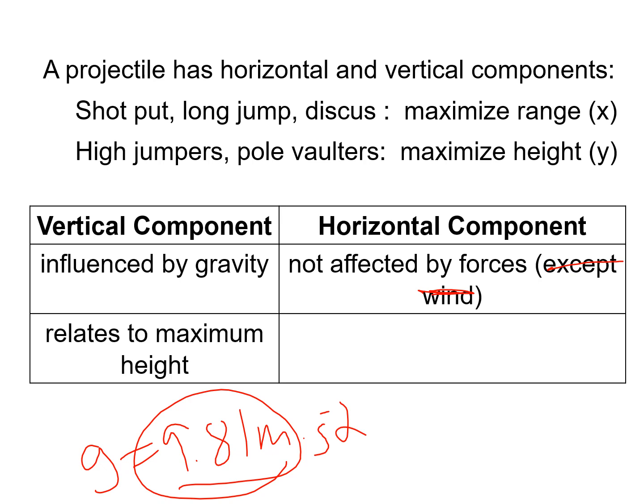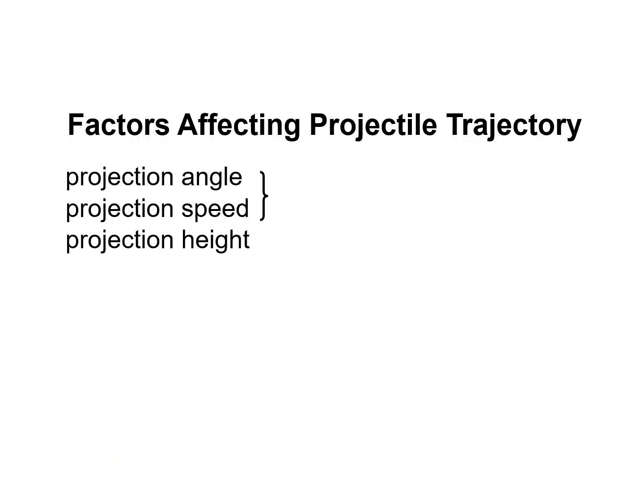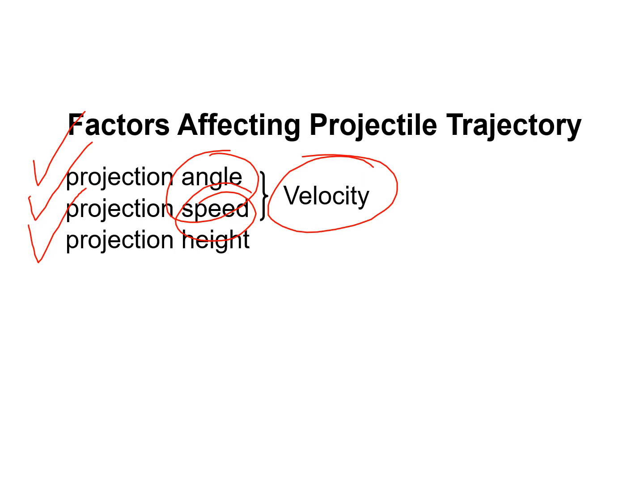Vertical component relates to the maximum height of an object or system. The horizontal component relates to the maximum distance of an object or system. So, factors affecting projectile trajectory: we consider our projection angle, projection speed, and projection height. Angle and speed determine our projection velocity.